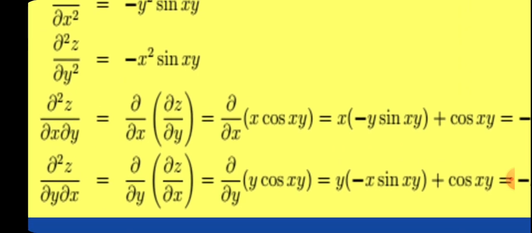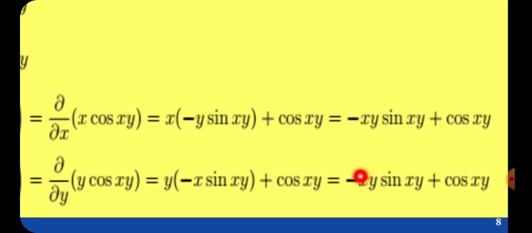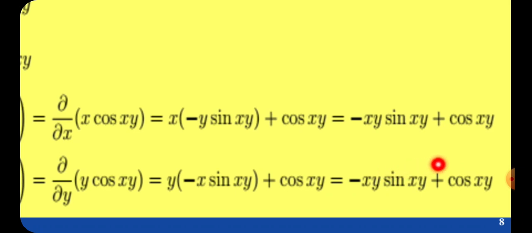If you wanted to find partial squared z partial y partial x, you can write it in the form partial y of partial z partial x. We know that partial z partial x from the previous steps is y cosine xy. Now you have to find the partial y of y cosine xy. You have a product between y and cosine xy, because we are working with y here. First times the derivative of the second: the derivative of cosine xy is negative x sine xy, plus the derivative of the first, which is 1, times the second, which is cosine xy. You can simplify this to negative xy sine xy plus cosine xy.